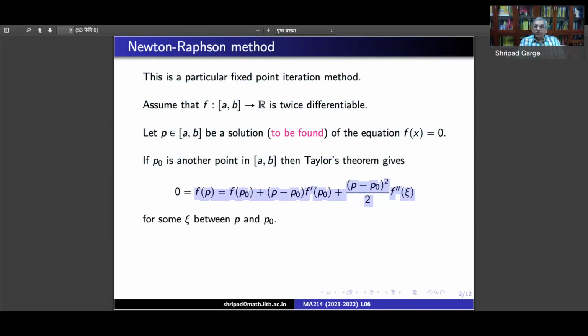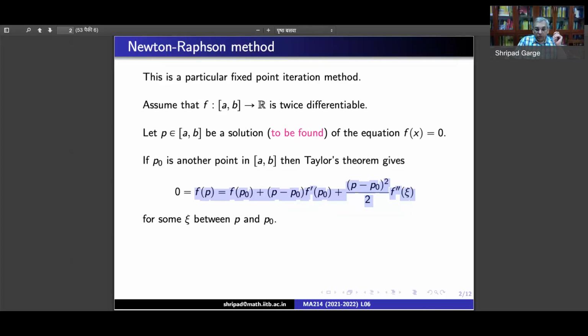at some point xi. So what we are really looking for is a linear polynomial, f(p0) plus (p - p0) times f'(p0), that approximates the value of f at p. But there is an error, and that error is given in terms of (p - p0)^2 f''(xi) for some xi. So this is really not an approximation. This is an equality, where that xi is something that we don't have any control on.